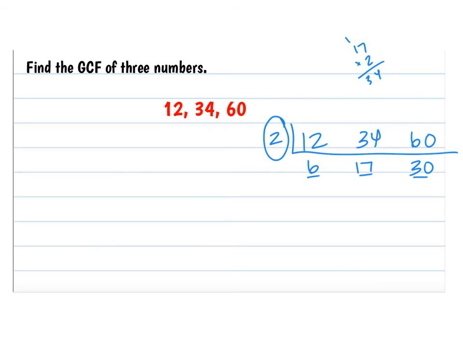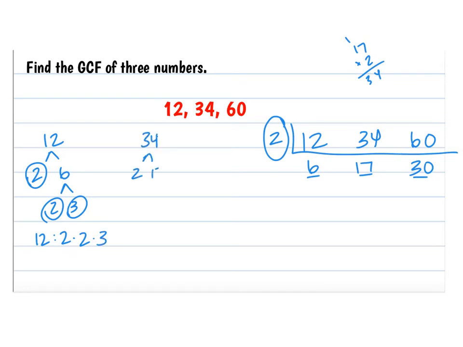I am actually going to do the tree diagram for this one as well. So for 12, 2 and 6, 2 being prime, 2 and 3, 2 times 2 times 3. 34, 2 and 17, 2 being prime and 17 being prime.